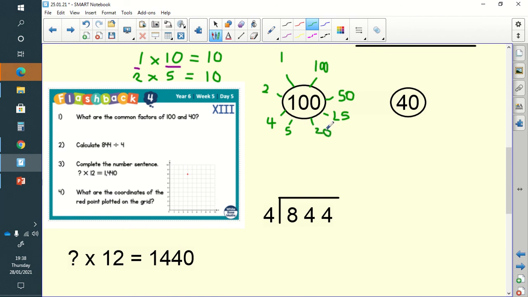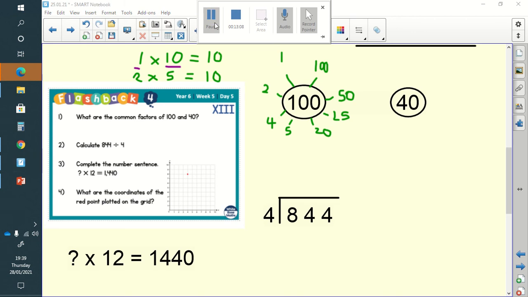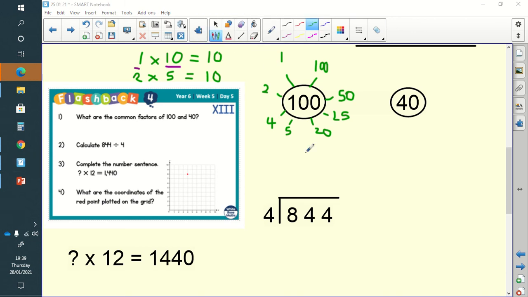Can I do 6 times something? No. 7 times something? No. 8 times something? No. How about 9 multiplied by something? No, 9 doesn't either. And 10? Well, we know 10 times 10 is 100. So I found all the factors of 100.